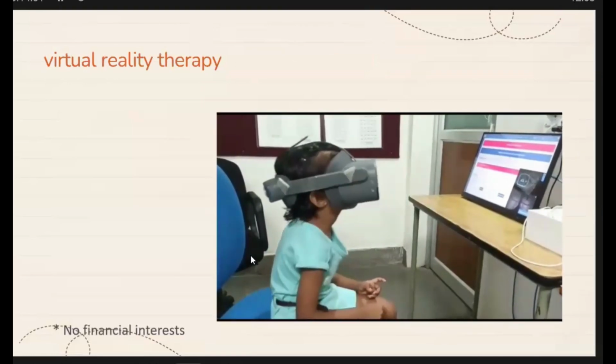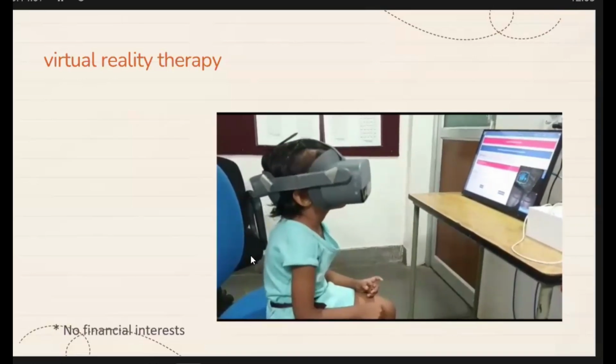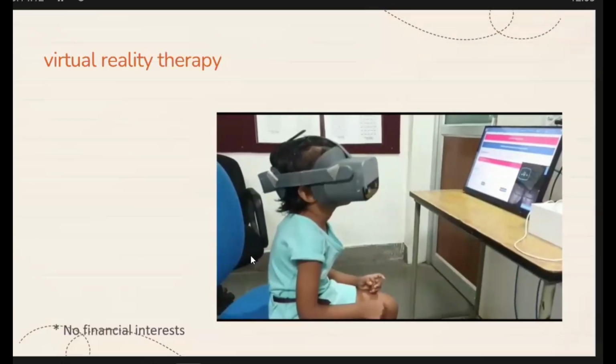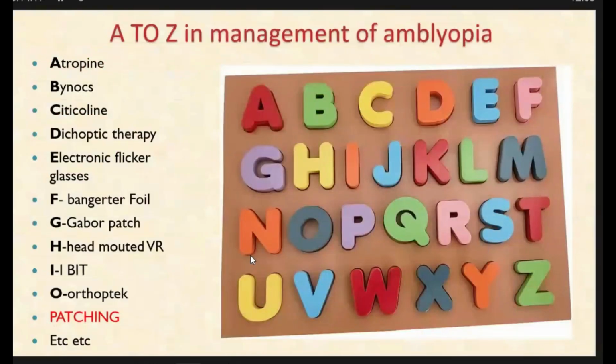Here the child is trying to hit the snowball thrown by the snowman. We can change the background color, size, and transparency of the snowball also. Even with small angle strabismus, it can be given. Literally there are A to Z in the management of amblyopia: atropine, Binox, many drugs like citicoline. So many are available, that's why I chose this A to Z puzzle. But mainly patching is the gold standard treatment.